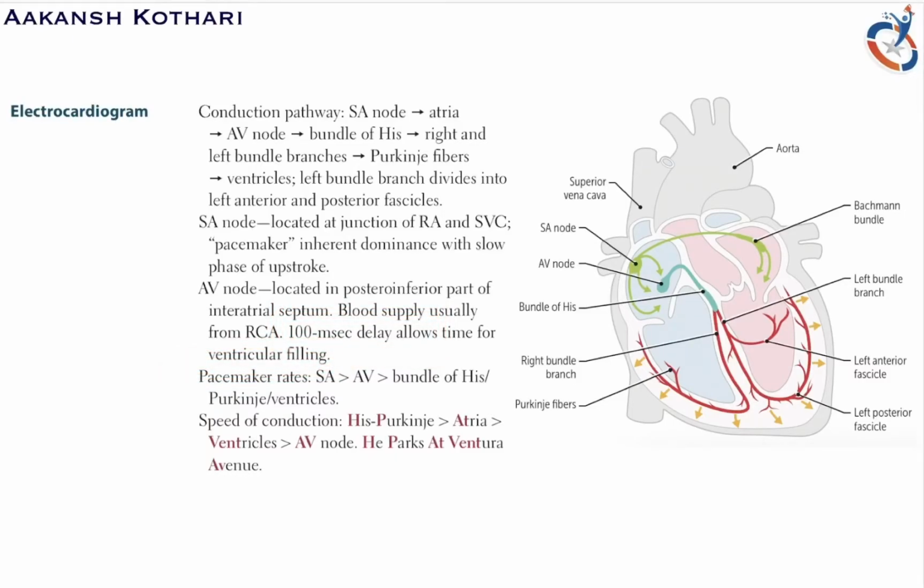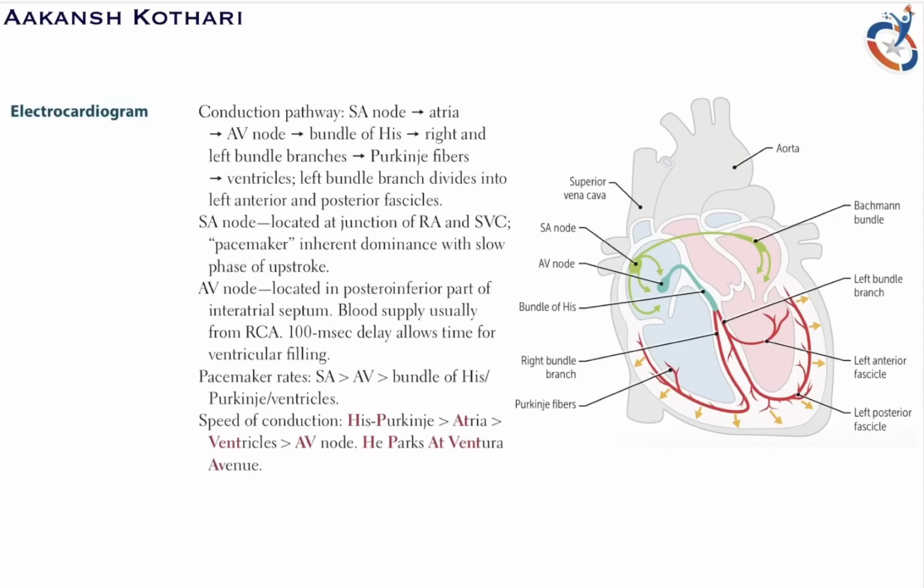Now which pacemaker beats at a faster rate and which pacemakers beat at a slower rate? I'll talk about that. The SA node beats at the maximal rate and hence has the highest pacemaker rate. After the SA node, it is the AV node. After the AV node, it is the bundle of His and the Purkinje fibers. Am I clear?